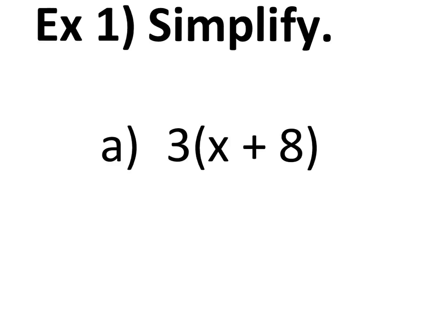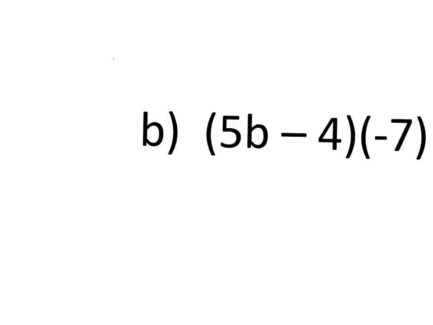What we're talking about here is we're going to distribute, we're going to multiply the 3 through to both parts, and you're going to multiply by everything on the inside. So 3 times x is 3x, 3 times 8 is 24. Go to the next example here on B.